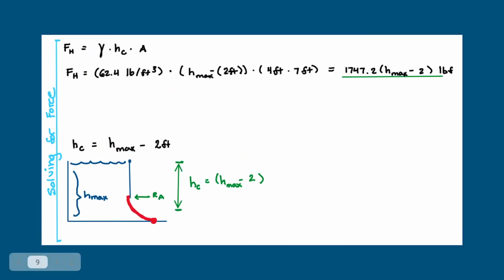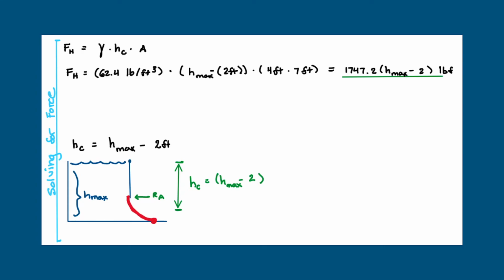All right. Right here, we're going to be solving for the horizontal force that the gate is experiencing. The equation for the horizontal force is given by gamma times hc times A. We are already given the value of gamma, but how do we determine hc and A? Well, hc is determined by finding the vertical distance from the free surface to the centroid of the projected vertical planar surface, which was sketched earlier.